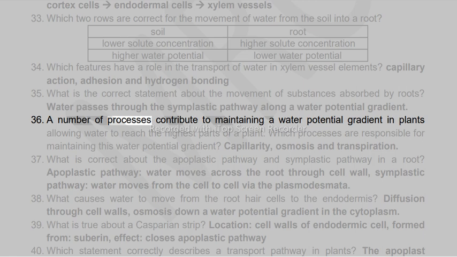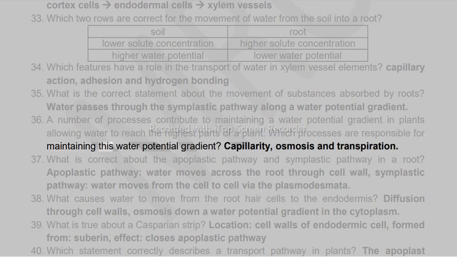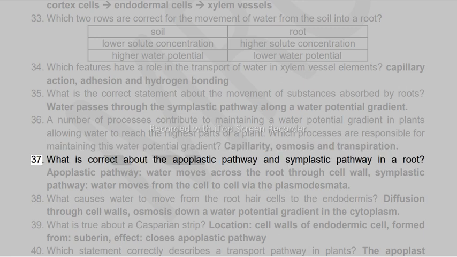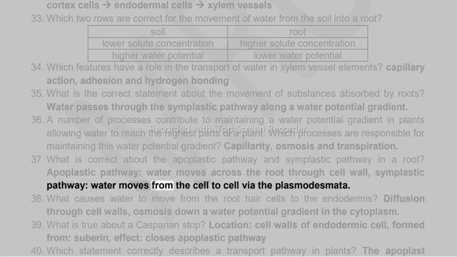36. A number of processes contribute to maintaining a water potential gradient in plants, allowing water to reach the highest parts of a plant. Which processes are responsible for maintaining this water potential gradient? Capillarity, osmosis, and transpiration. 37. What is correct about the apoplastic pathway and symplastic pathway in a root? Apoplastic pathway, water moves across the root through cell walls. Symplastic pathway, water moves from cell to cell via the plasmodesmata.